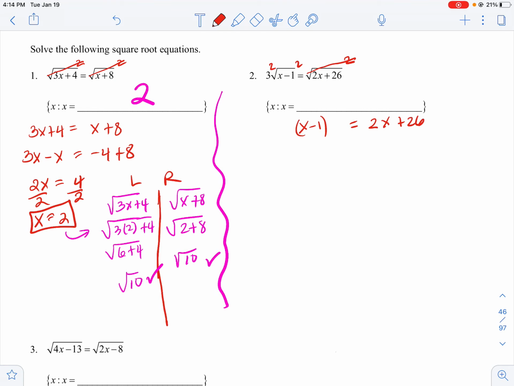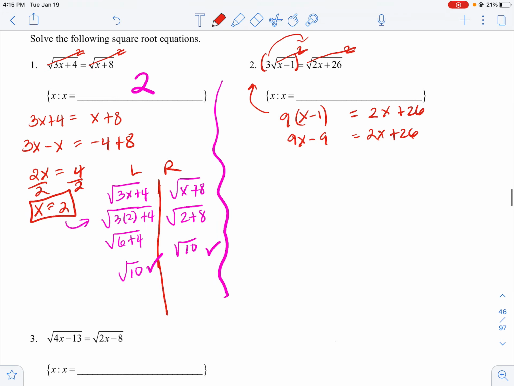And so that is a 3 squared. I want to make sure that you guys really understand that, so I'm going to do 3 squared, and then the square root is canceled. That is the reason the 3 becomes a 9, because of the 3 squared in it. Does that make sense? Hopefully. So that's a 2x plus 26. This is a 9x minus 9, distributing the 9 to the x minus 1.